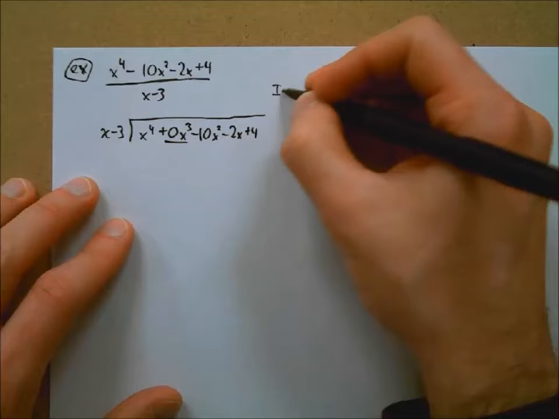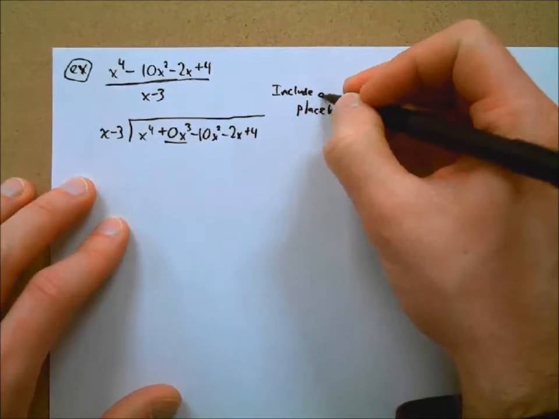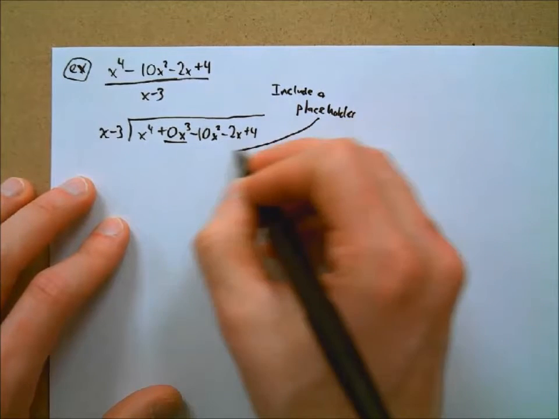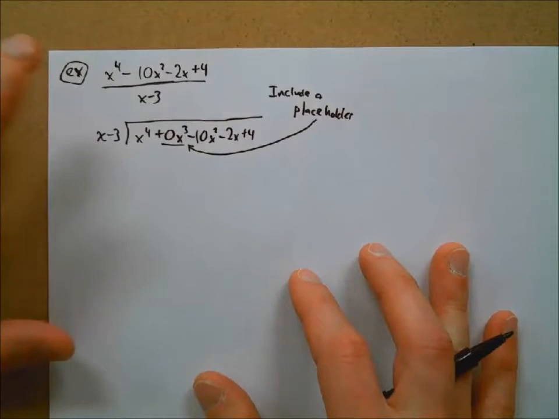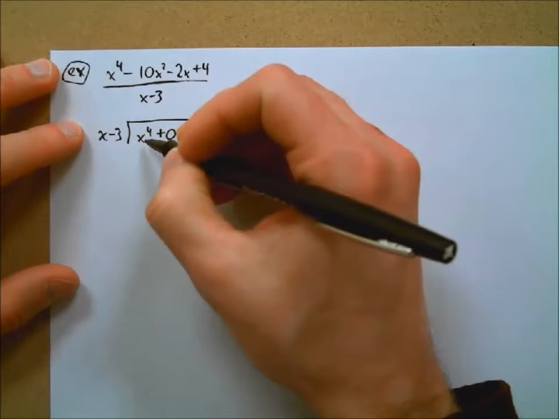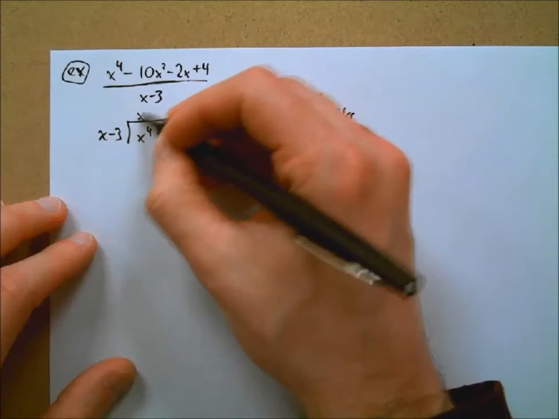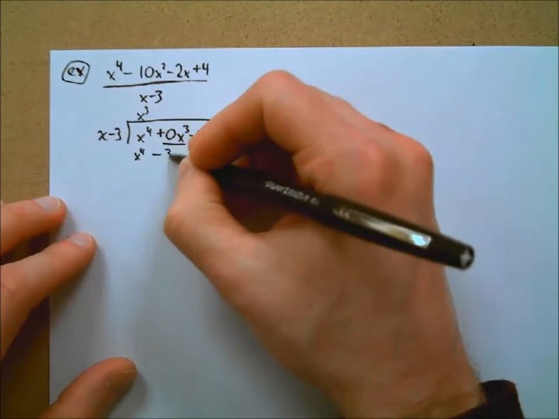So please make sure to include a placeholder, if you need to, right? There was no x cubed term, but we went from x to the fourth to x squared, so we probably should put a 0 x cubed in there just to help us out, okay? But then the rest of the procedure here is straightforward, all right? So what times x gives us x to the fourth? X cubed, all right? So we have x to the fourth, and then x cubed times minus 3, x cubed.